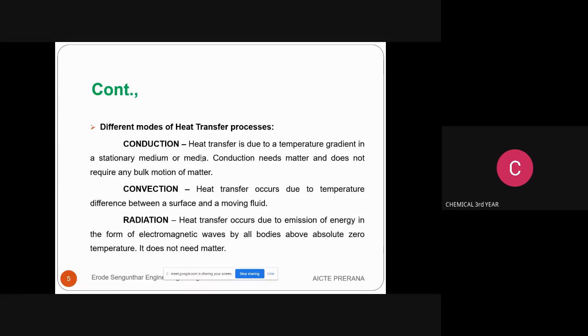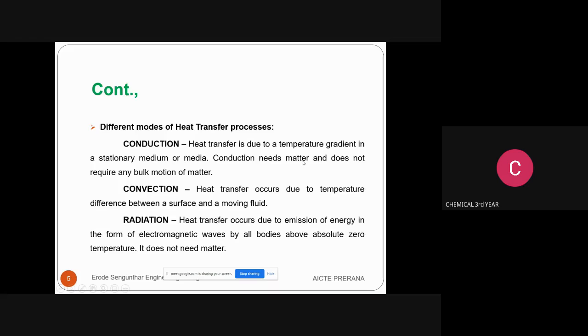It should not move anyway. That is the main condition for conduction. But inside that medium, it may be the molecule or atom or whatever it may be, that will move. So due to that movement only, the conduction will occur. So heat transfer is due to a temperature gradient in a stationary medium or media.